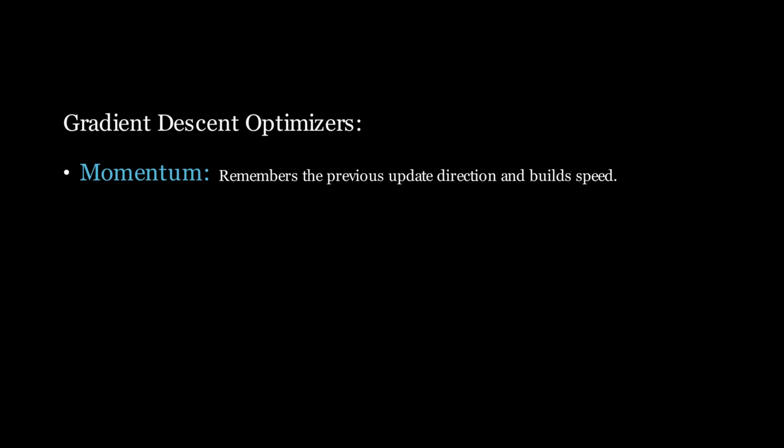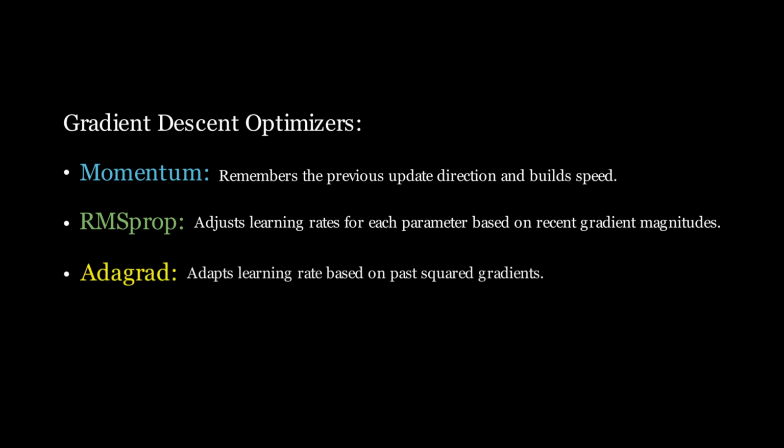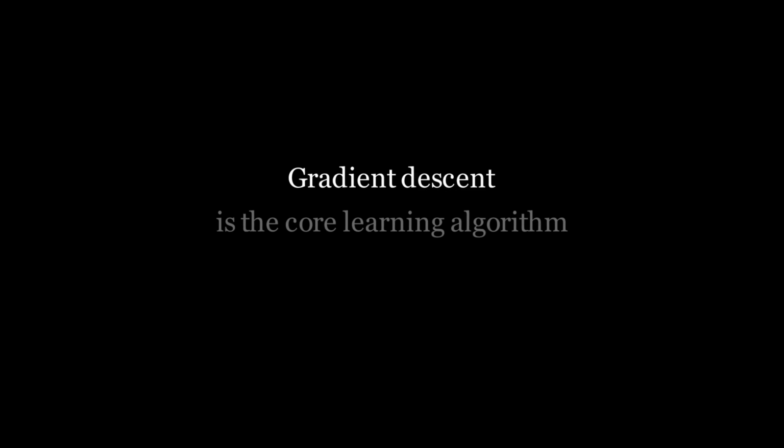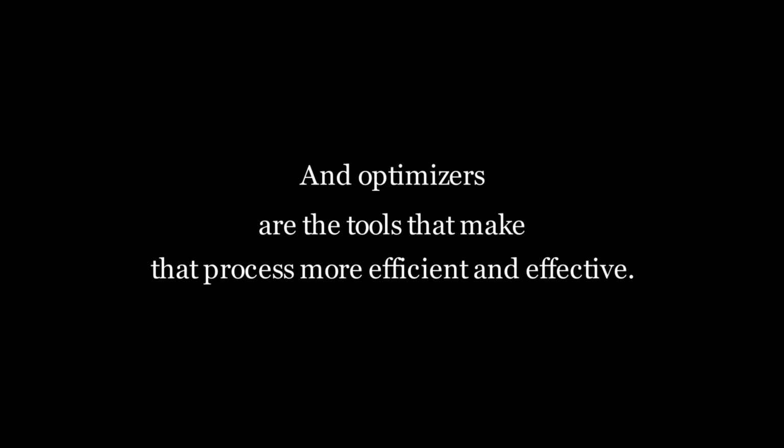Momentum remembers the previous update direction and builds speed. RMSprop adjusts learning rates for each parameter based on recent gradient magnitudes. Adagrad adapts the learning rate based on past squared gradients. Adam combines momentum and adaptive learning rates. These optimizers are especially useful in deep learning, where the loss surface is complex and high-dimensional. Gradient descent is a core learning algorithm behind most models, and optimizers are the tools that make that process more efficient and effective.